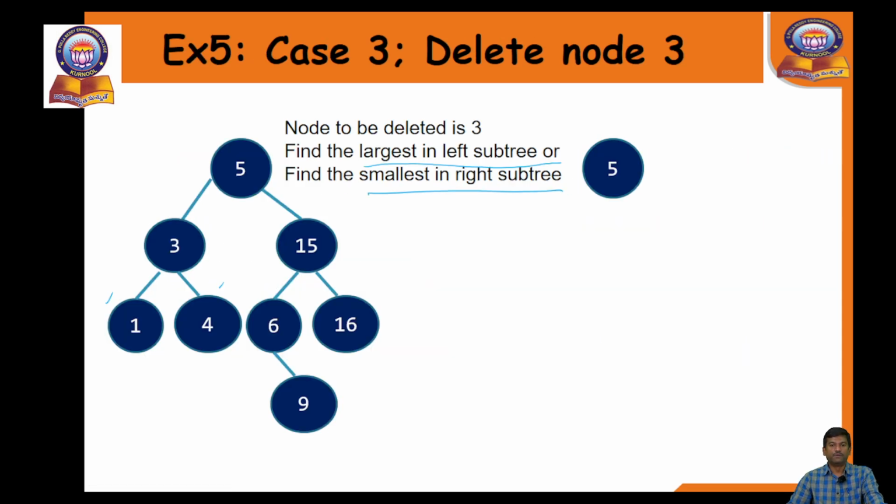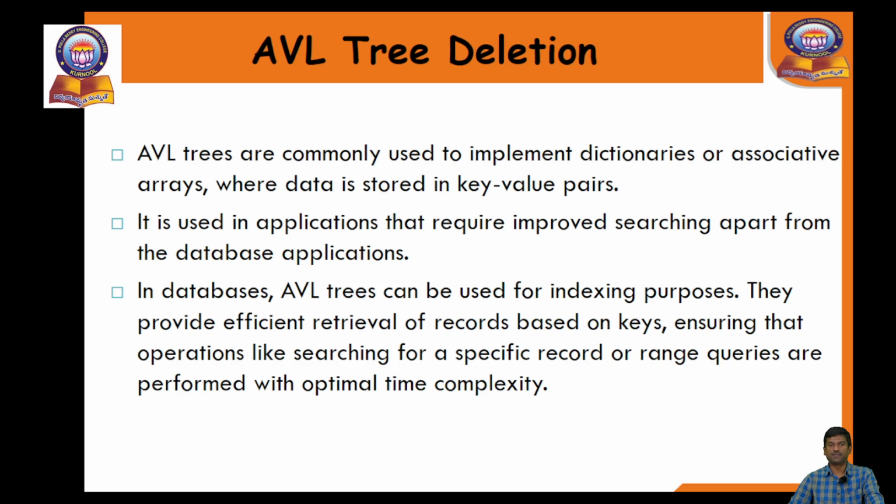So if you need to delete this kind of node, then find either the largest in your left subtree or the smallest in your right subtree. Not both, either one. Replace the node that has to be deleted with it. Then find whether the property of the AVL tree is satisfied. If it is satisfied, then it is okay. Also check the balance factor: after the transformation, what is the balance factor of each node? If the balance factor is within the allowable values, then it is an AVL tree.